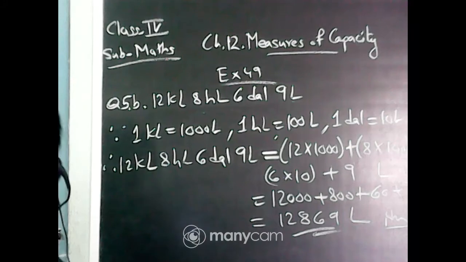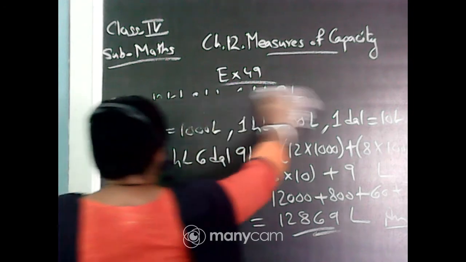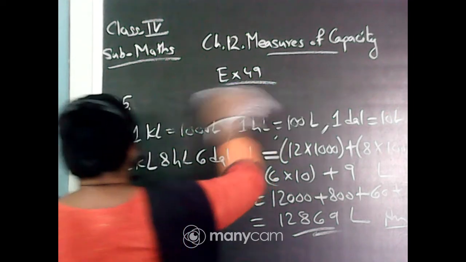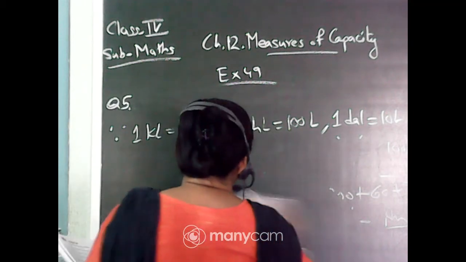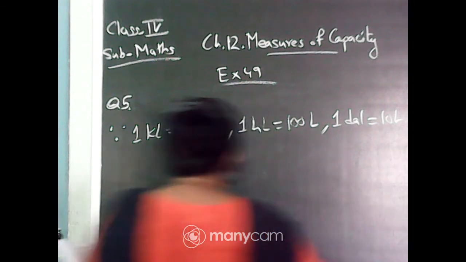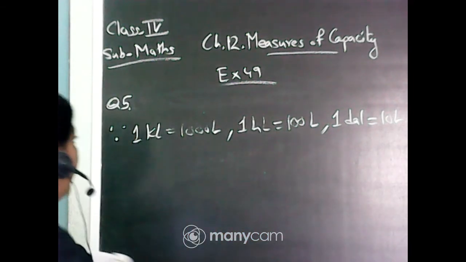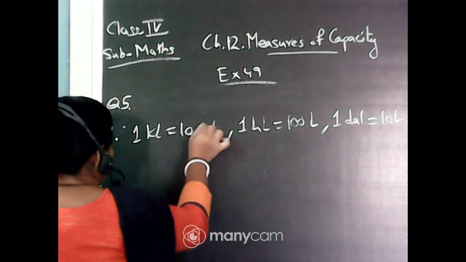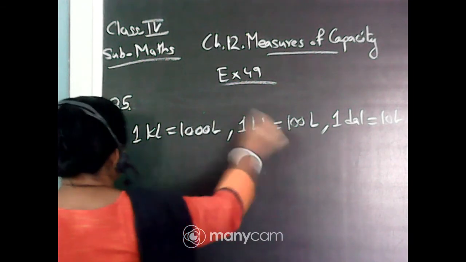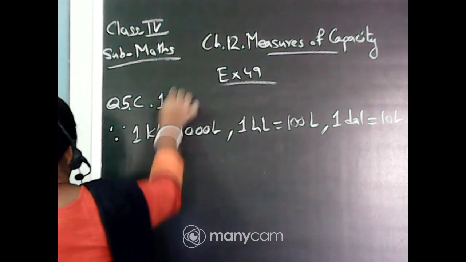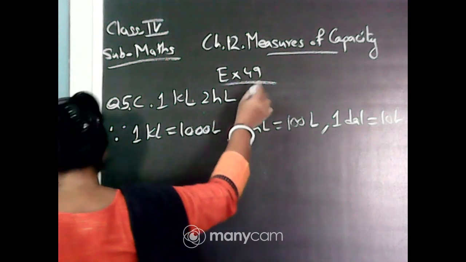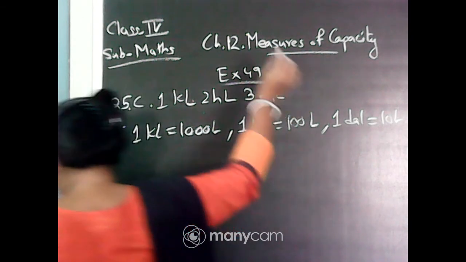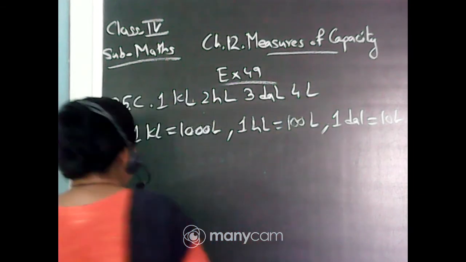Yes, now come to number C. For each and every question you have to write this, that 1 kiloliter is equal to 1000 liters, 1 hectoliter is equal to 100 liters, and 1 decaliter is equal to 10 liters. This you have to write. Number C is given 1 kiloliter, 2 hectoliter, 3 decaliter, and 4 liters. Now convert it.